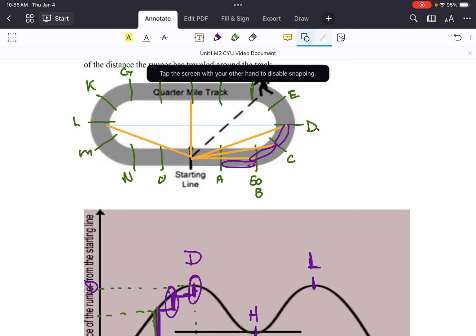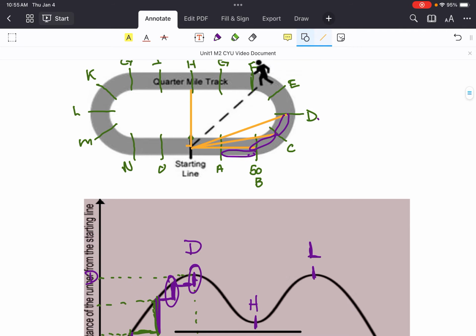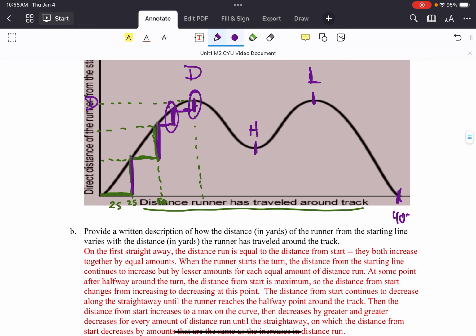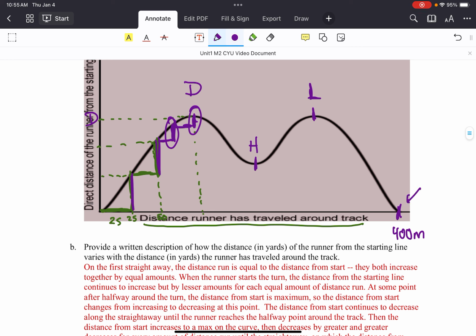So at L, we're at our max distance, and now we're getting closer and closer and closer. And as we come back to the straightaway, the distance we travel around the track is equal to the changes in distance from the start until we're back at the start line, where we've traveled now a full 400 meters. So this over here would be 400 meters, but we're 0 meters from the start. And so this would be back at the start line.